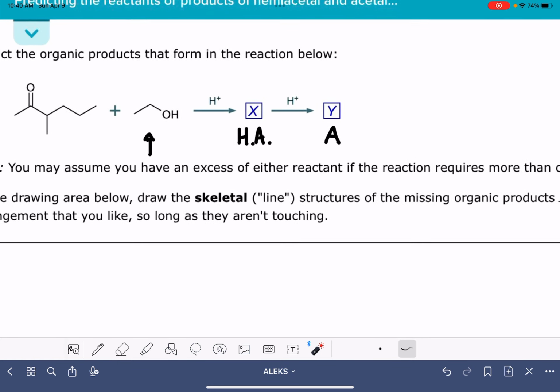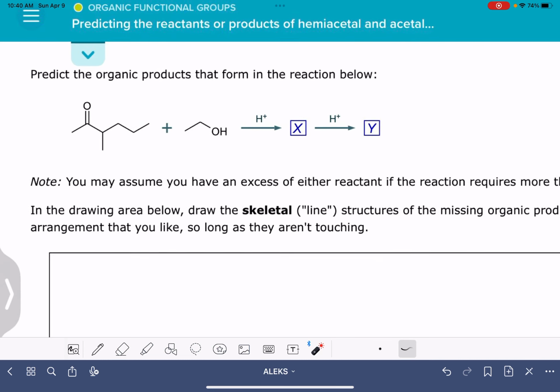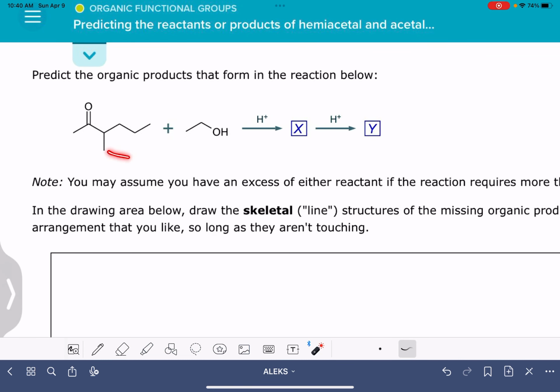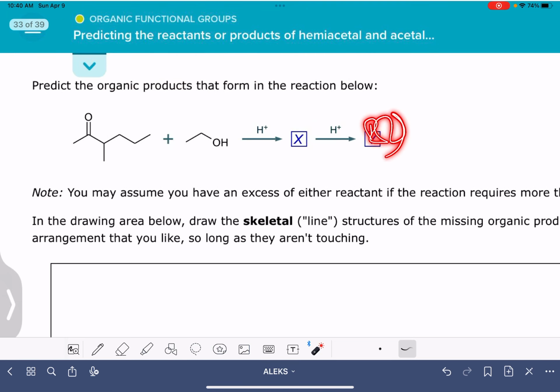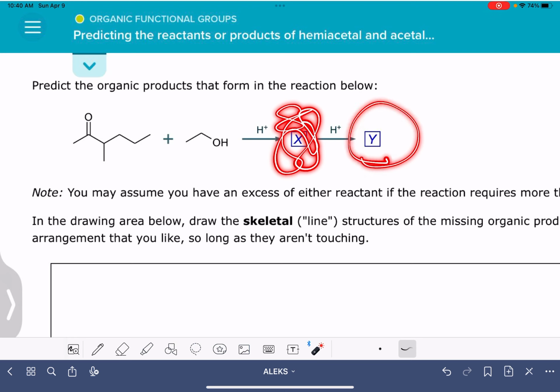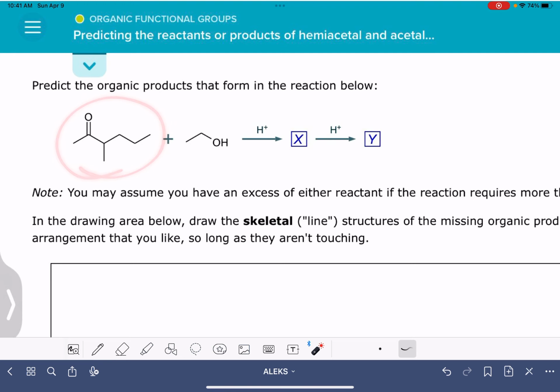Another version that I've seen of this problem, or I guess all the other variations of this problem, are going to have this same structure, but any one or two of these four objects could be missing. Maybe they'll provide you with the structure of Y, it's a bad looking molecule right there, and it wants you to fill in X. Or maybe they provide you with the structure of X and it wants you to come up with this guy. Or maybe they provide you with both of these, but they want you to come up with the alcohol, or they want you to come up with the ketone. There's a ton of different versions. The most important thing to keep in mind is that there are four different molecules in this reaction.